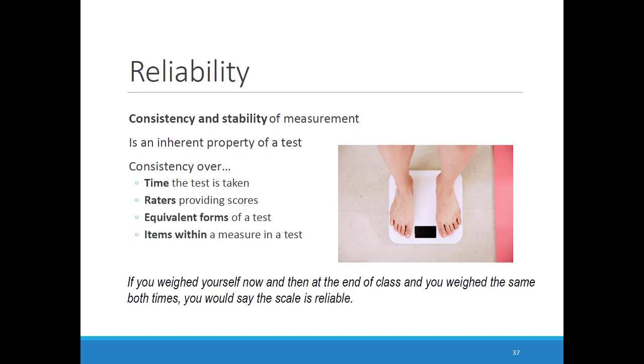So again, reliability is about consistency and stability. We can think about consistency in terms of time, raters, equivalent forms, and items. And we'll go through each of those in turn.